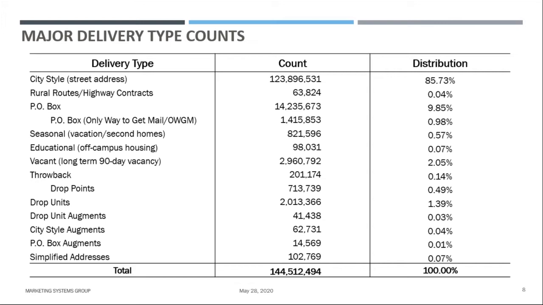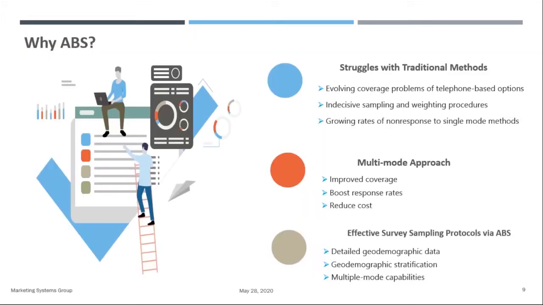Thank you, Ashley. As you have seen, the delivery sequence file is fairly nuanced, and the various indicators in this file identify different delivery points and many features that are useful for mail delivery. This is not a database that in its raw form would be usable for complex designs. But then why are we talking about ABS?